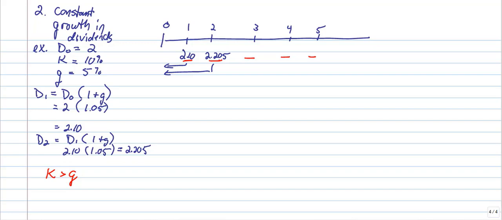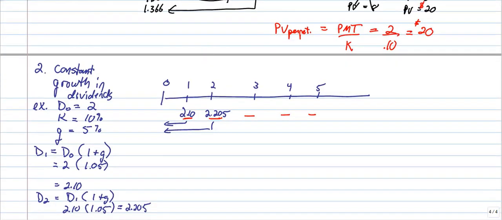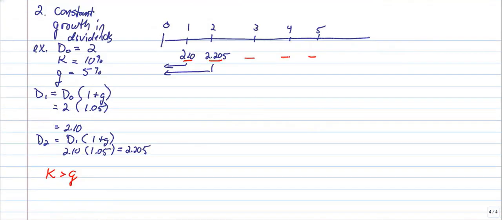So, what are we going to do? If we make the assumption that dividends are growing at a constant rate, and if we make the assumption that the required rate of return is greater than the growth rate, then the price that we're willing to pay for that stock today is equal to next period's dividend, D1, divided by K minus G.